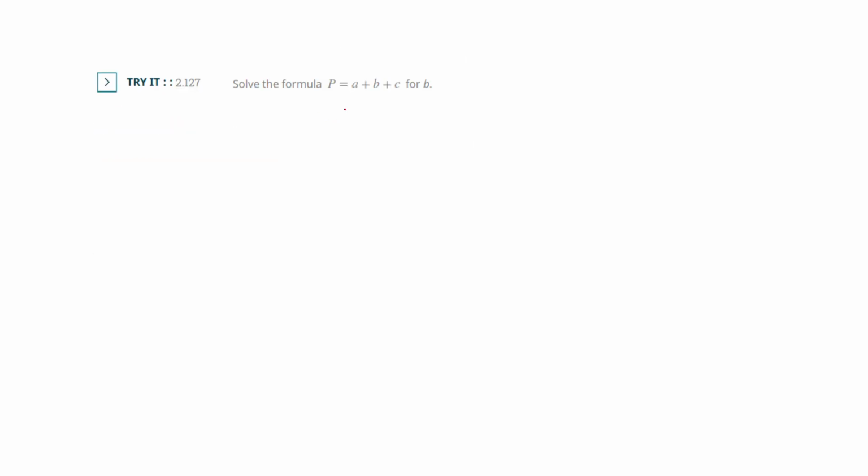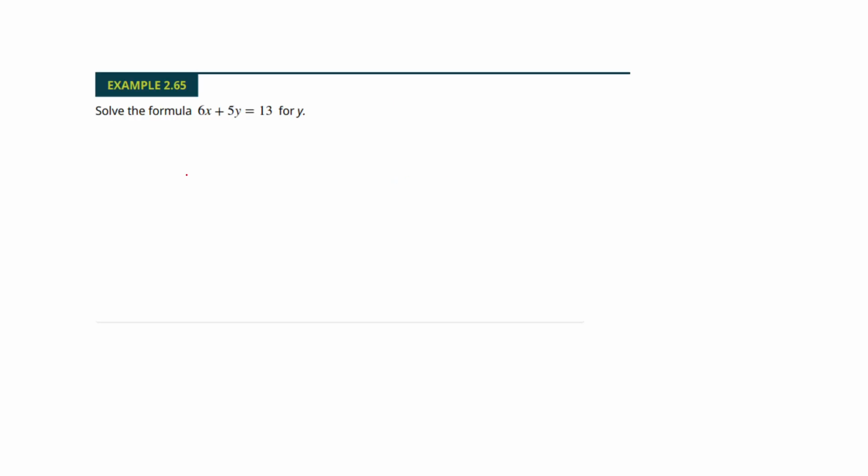Okay, so this is the same thing. I'm going to subtract away the a and then subtract away the c. So I've got p minus a minus c equals b. Alright, I think we've moved to just generic equations now, but it's the same. We've already done some of these.